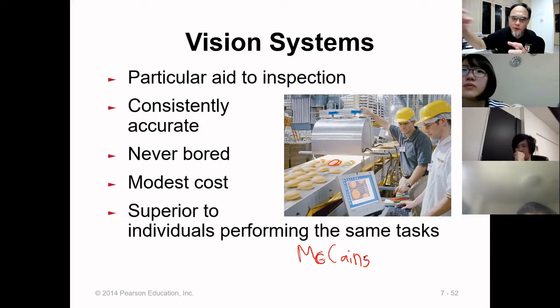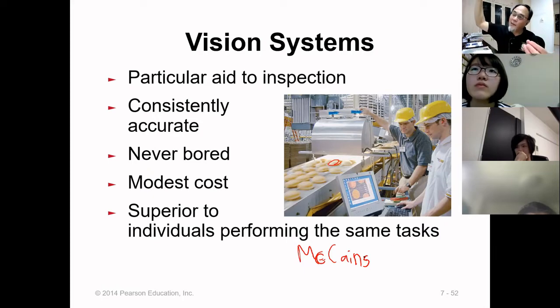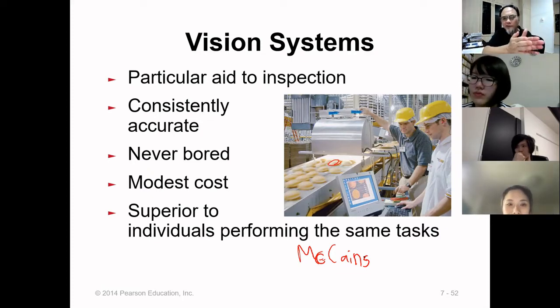Potato, raw potato, cut. Because fries, right? Go to the production line like this, and there is a camera. Check whether there are black spots, whether the size is right or not. So okay, we'll go this line, this path. Not okay, go here. So separation. In 1992, there was already a vision system.